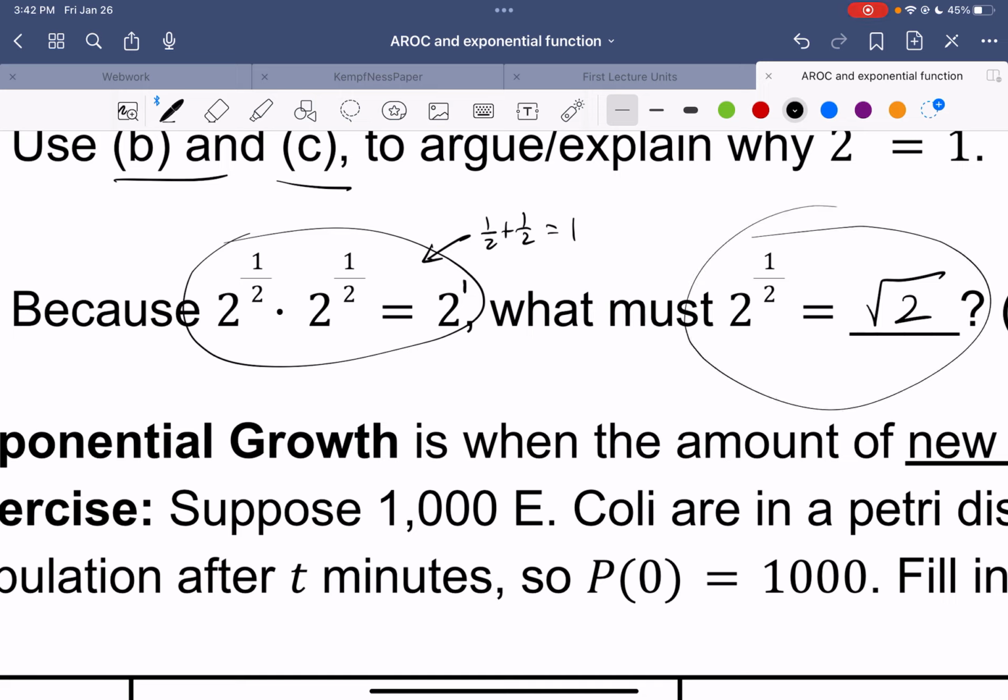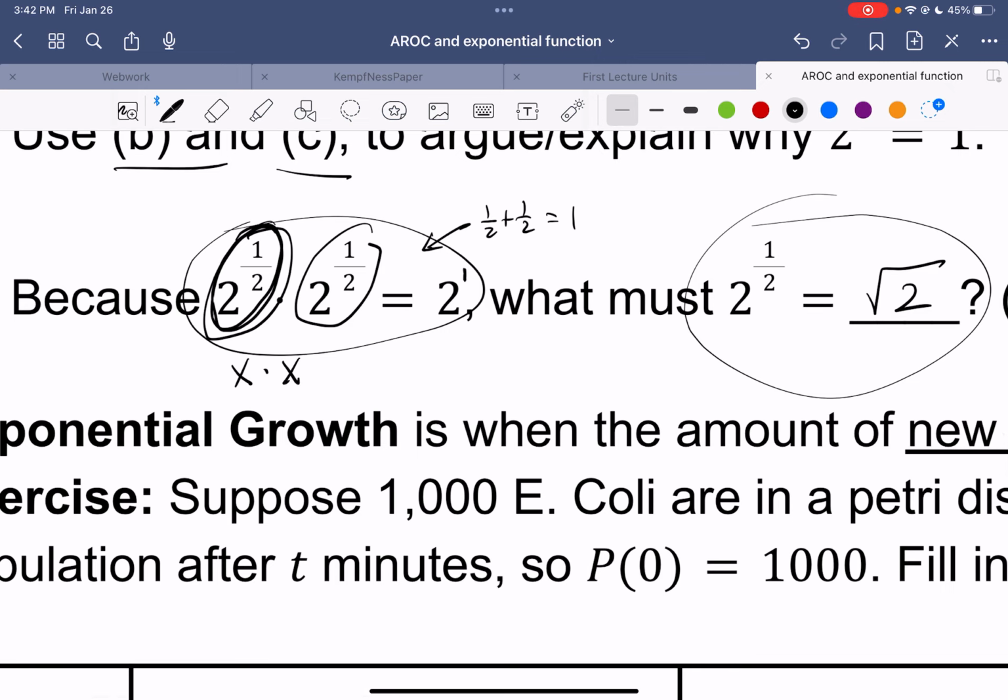Okay, so it seems plausible, but does this really pin down why 2 to the 1/2 is equal to the square root of 2? Well, if we don't know it, let's do what we like to do in math. Let's call it x. So I don't know you, and your name is x. And I don't know you, but you're the same object. So in fact, this is x times x is equal to 2. This equation is the same as the equation x squared is equal to 2.